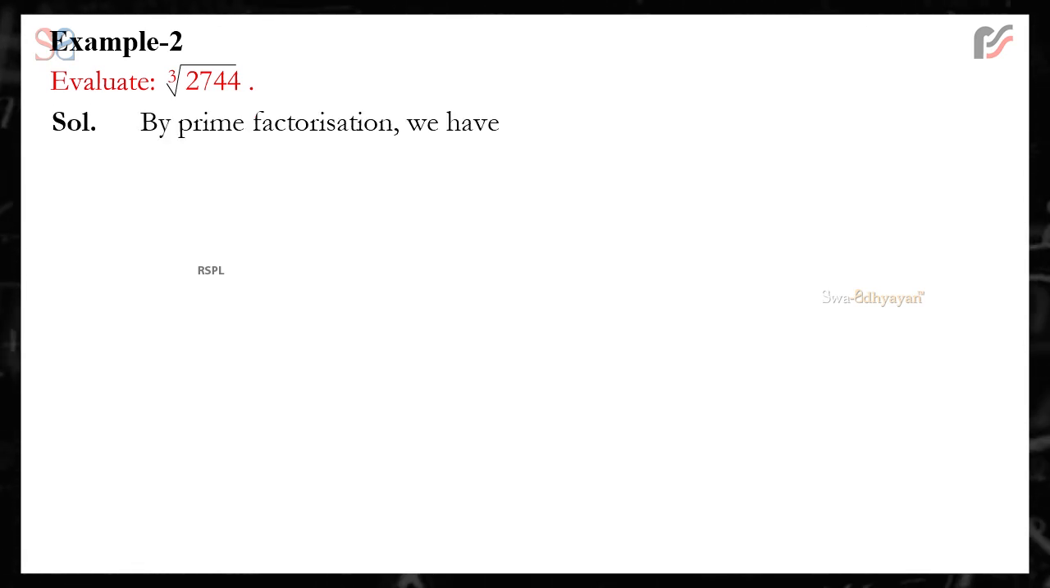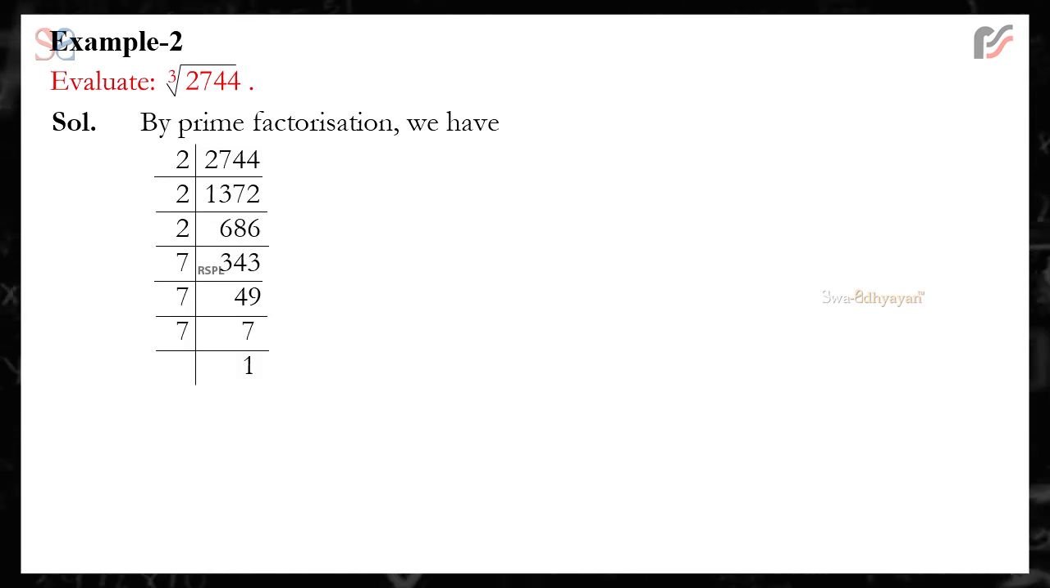Example 2. Evaluate cube root of 2744. Solution. By prime factorization, we have, on dividing 2744 by 2, we get 1372. On dividing 1372 by 2, we get 686. On dividing 686 by 2, we get 343. On dividing 343 by 7, we get 49. On dividing 49 by 7, we get 7. On dividing 7 by 7, we get 1.